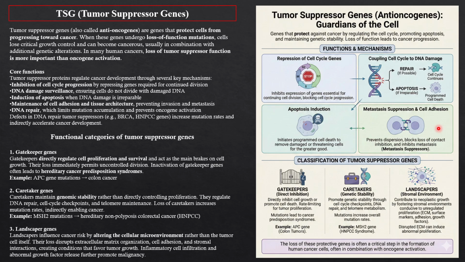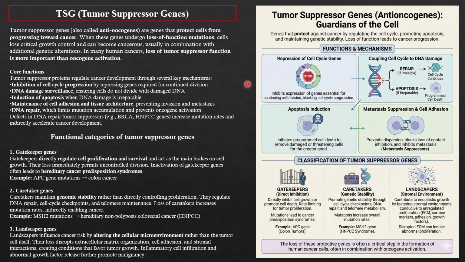One of the primary functions is the repression of cell cycle genes. Tumor suppressors inhibit the expression of genes required for cell cycle progression, effectively halting the cycle when conditions are not suitable for division. This ensures that cells do not divide inappropriately. Another critical role is the coupling of the cell cycle to DNA damage responses. When DNA damage is detected, tumor suppressor pathways decide whether the cells should pause and repair the damage or undergo apoptosis. If the damage is too severe, this prevents the propagation of the mutation to daughter cells.